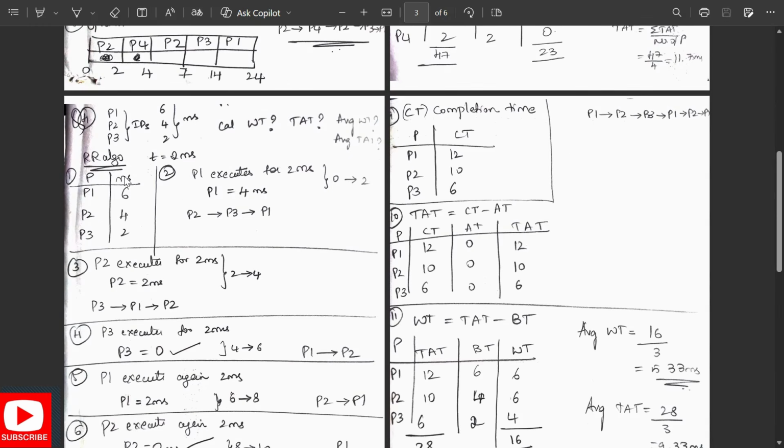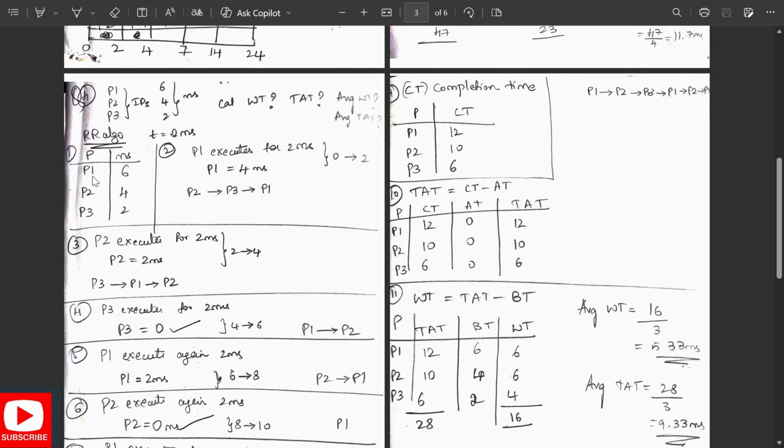First write down the table. The process that gets executed first here is not the shortest one; it goes from P1 itself. P1 will execute for how many milliseconds? They have given 2 milliseconds. So 6 minus 2 is 4. From 0 to 2, P1 is executed and the remaining time is 4 milliseconds. P2 and P3 are remaining, and P1 has to come again because it has not completed.